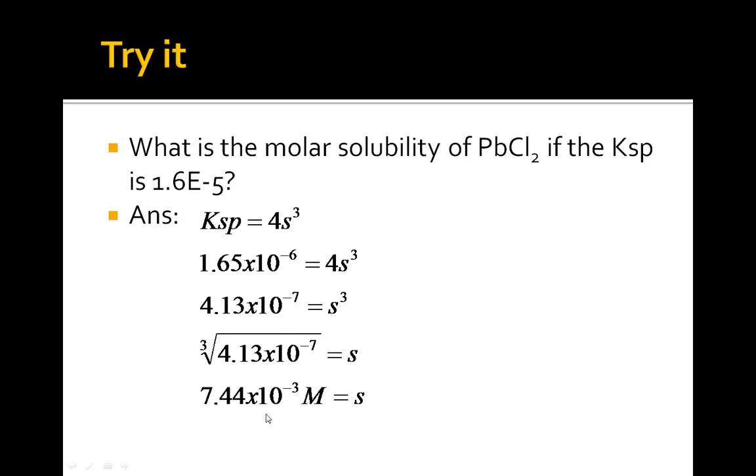Did you get 7.44 times 10 to the minus 3 molar? It's still 4s cubed because it's still a 2 to 1 ratio in some respects. I've got 2 Cls for every 1 Pb. So it's still going to be 4s cubed that I'm plugging into KSP. And the cube root of this value here, 7.44 times 10 to the minus 3.